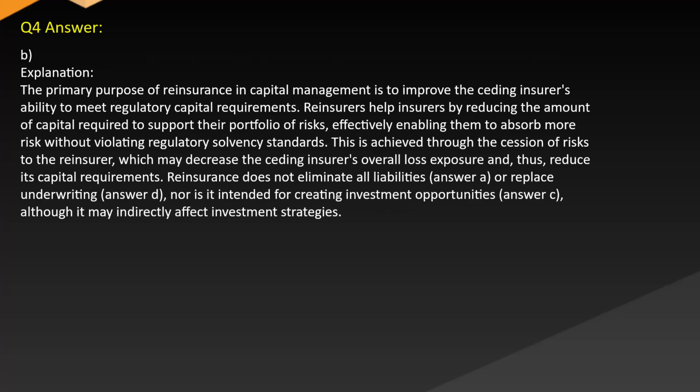Answer. B. Explanation. The primary purpose of reinsurance in capital management is to improve the ceding insurer's ability to meet regulatory capital requirements. Reinsurers help insurers by reducing the amount of capital required to support their portfolio of risks, effectively enabling them to absorb more risk without violating regulatory solvency standards. This is achieved through the cession of risks to the reinsurer, which may decrease the ceding insurer's overall loss exposure and thus reduce its capital requirements.